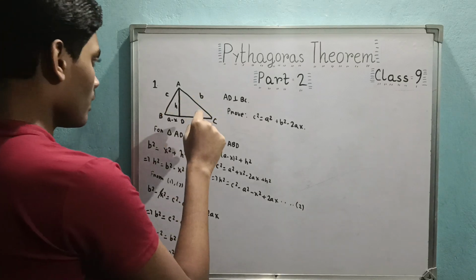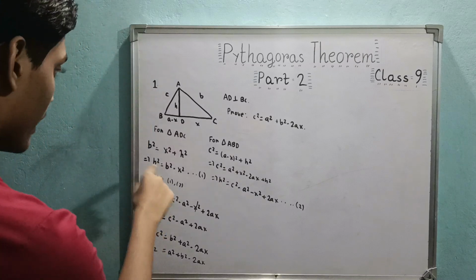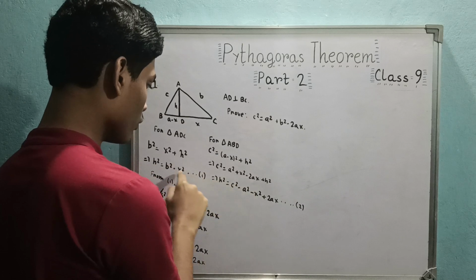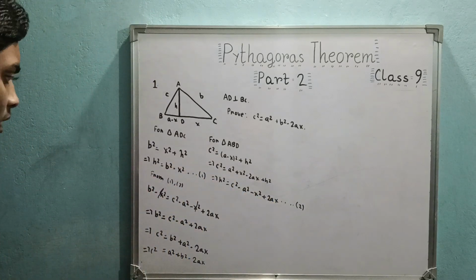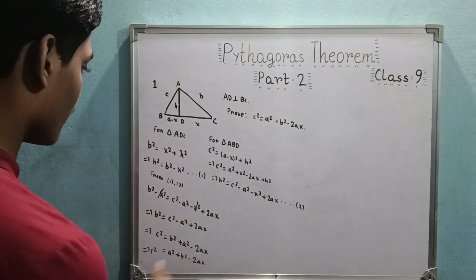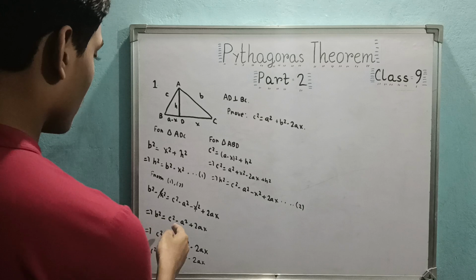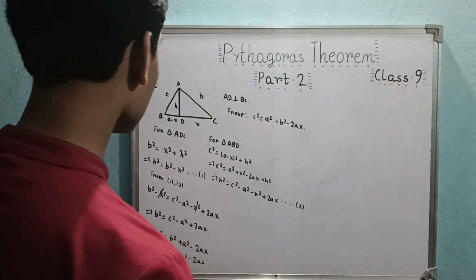For both the triangles, we got the Pythagoras theorem, and from the equations for H square, from 1 and 2, H square's values are these two. So this will be equal to this. Then we just simplified it, nothing else. X square got cancelled out, and then we converted it into this form by bringing all the terms to this side and keeping C square on one side. That's a very easy question.